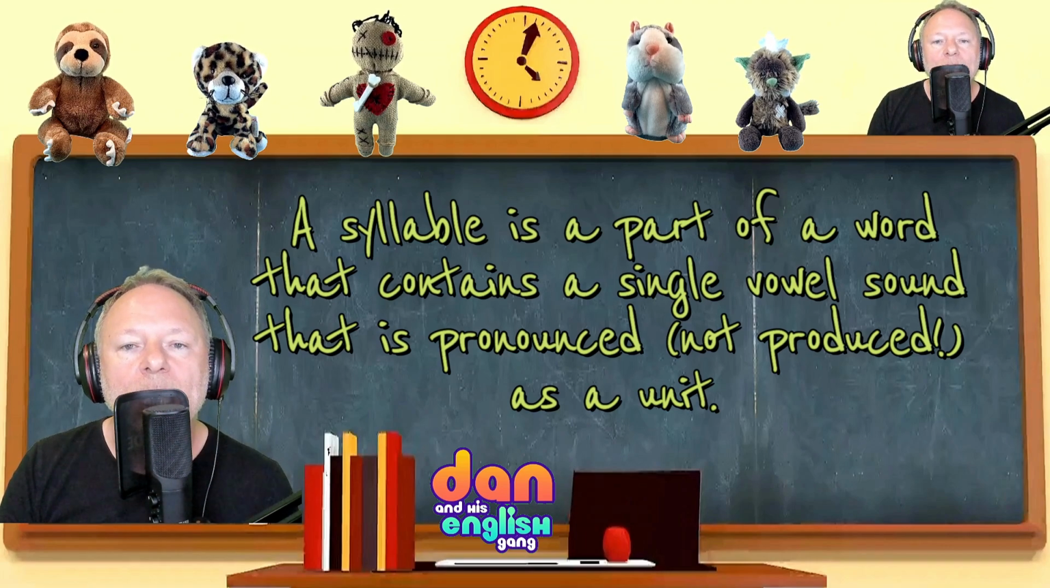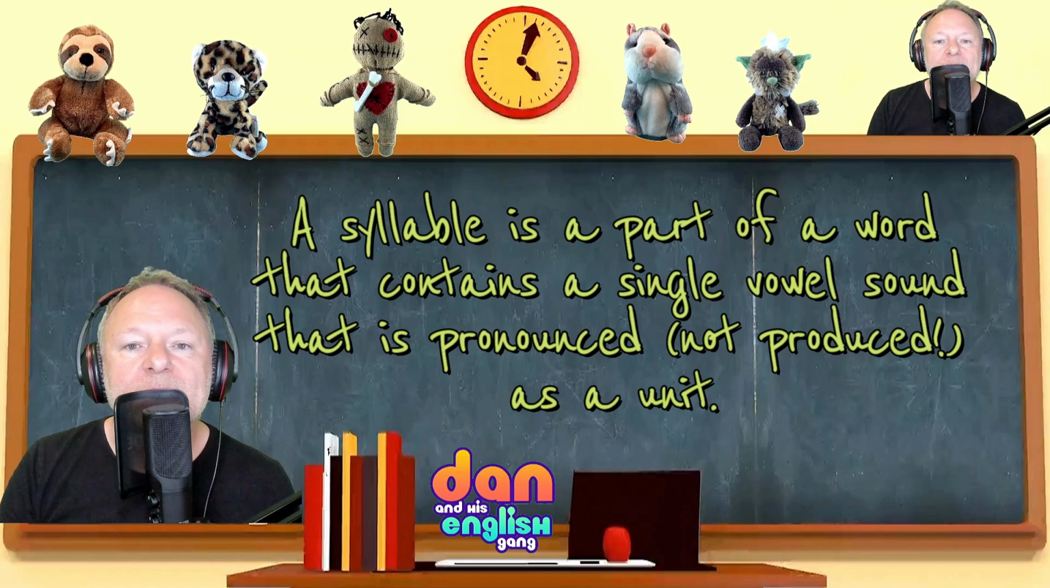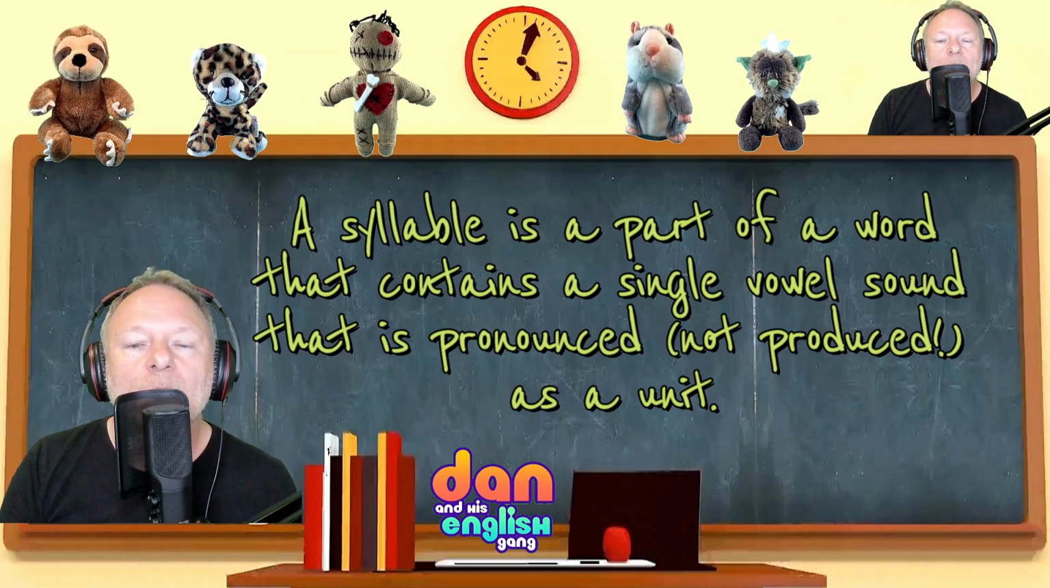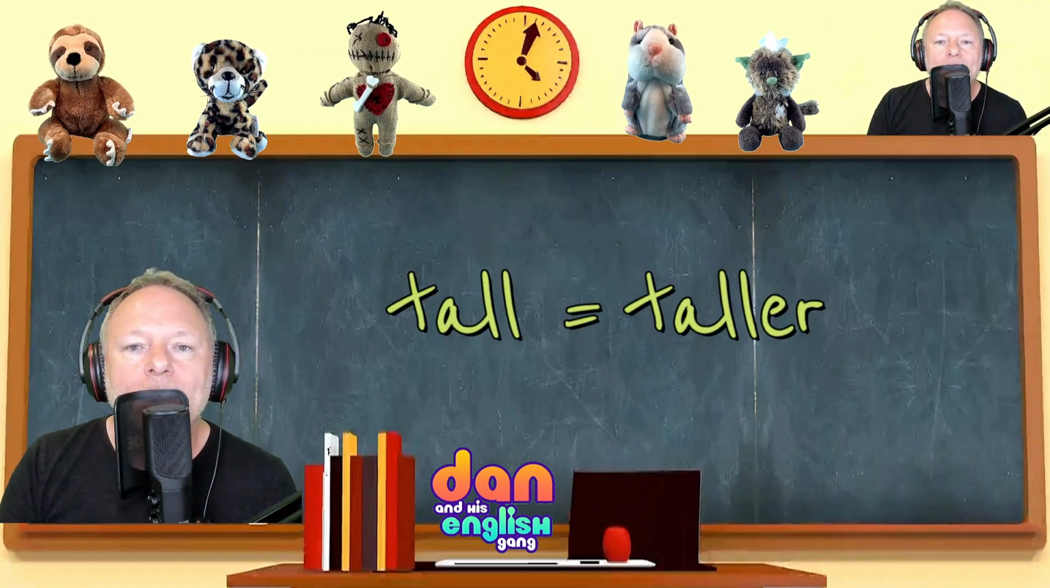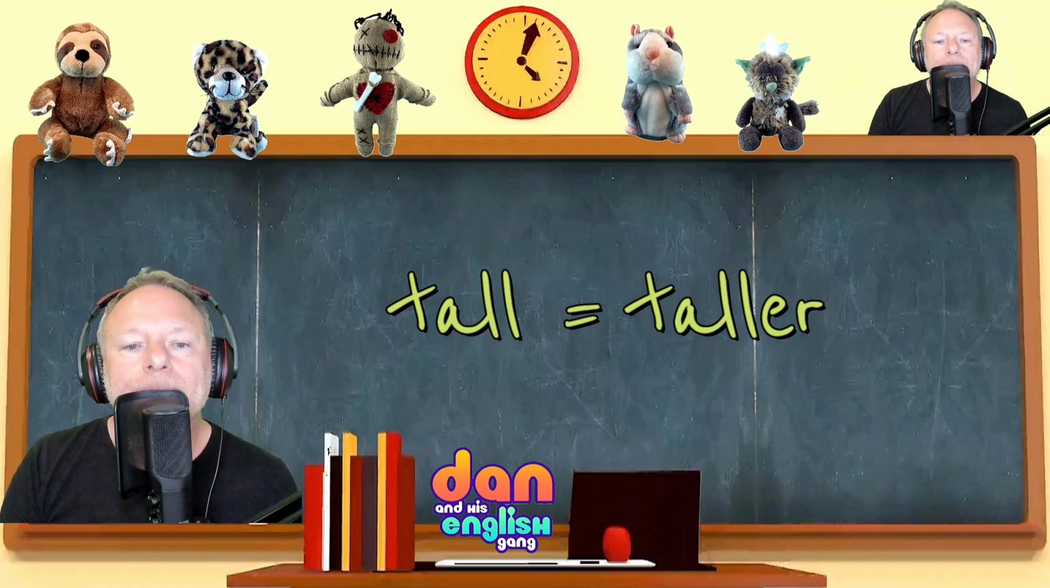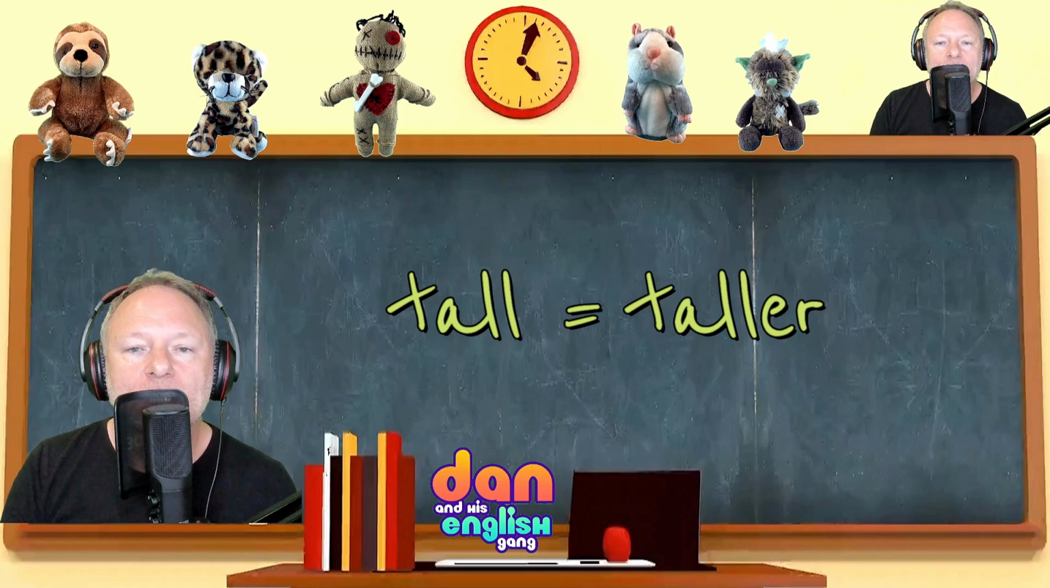Two syllable, happy. Three syllable, dangerous. So for me, one syllable are the short adjectives, two syllable adjectives are the medium, and three syllable or more are the long adjectives. Now, if you have a short adjective, usually all you have to do is add an ER. So for example, tall becomes taller.